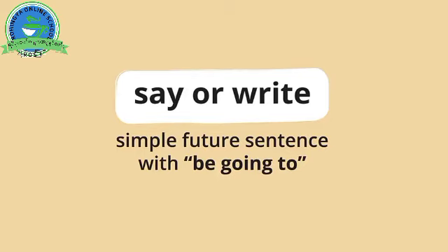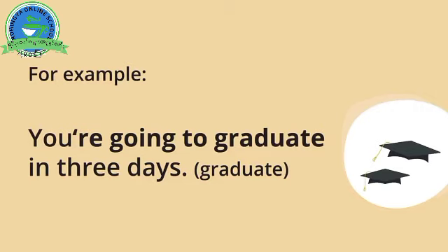Look at the picture and say it out loud. A simple future tense with be going to uses the contractions. For example, you're going to graduate in 3 days.